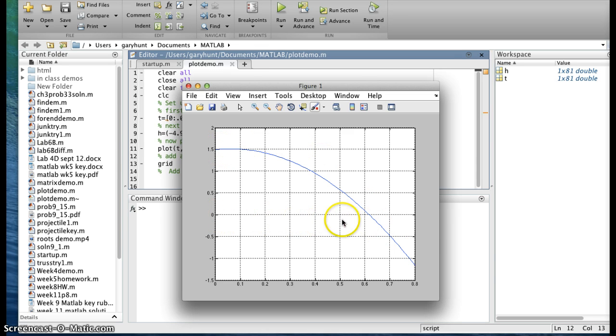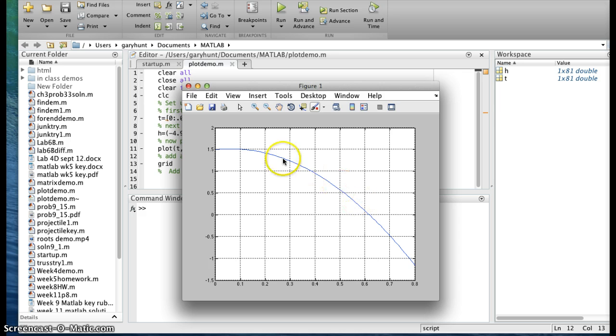We want to see where it crosses 0. It looks like it's there after 0.6 seconds is where our diver is going to hit the water. Of course, none of this stuff after the diver's in the water is valid. The equation they gave us is only valid when he's in the air. So we really don't care about anything that's below 0.